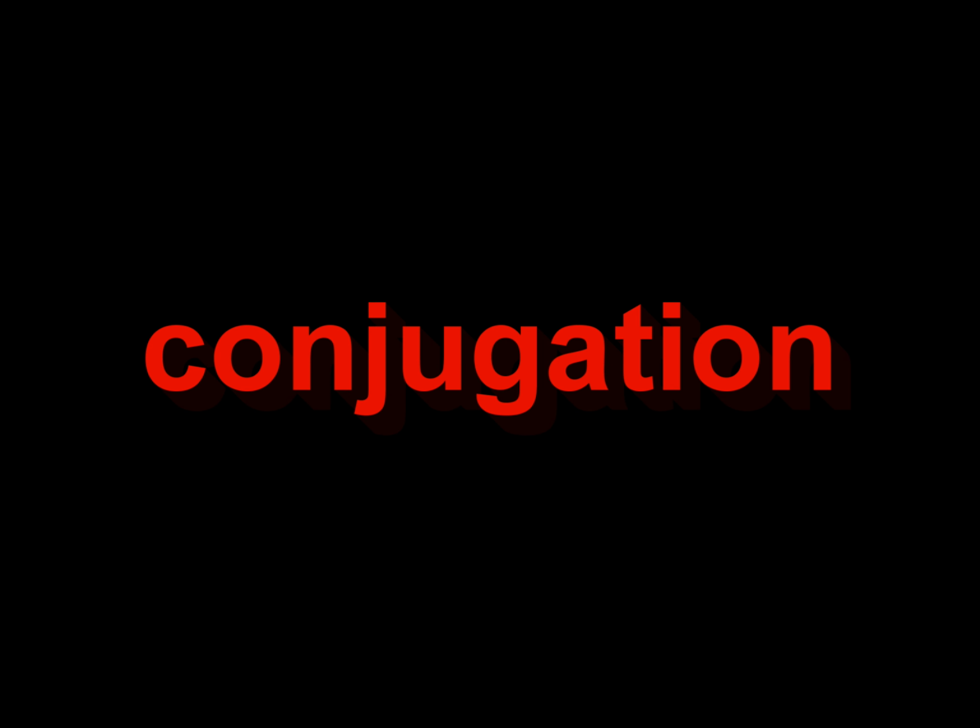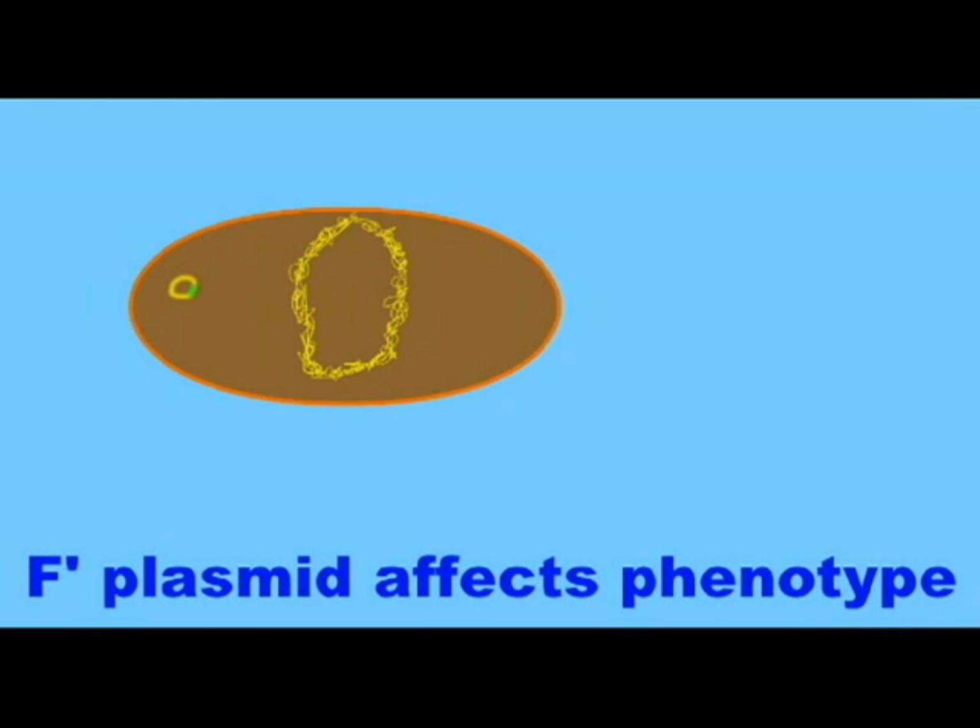There can also be genetic exchanges of material between living bacterial cells through a process known as conjugation. In this video, one of the cells has a plasmid. This is an extra chromosomal loop of DNA. And this plasmid encodes genes for its own transfer.